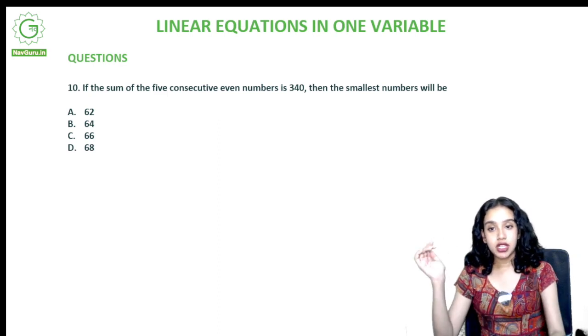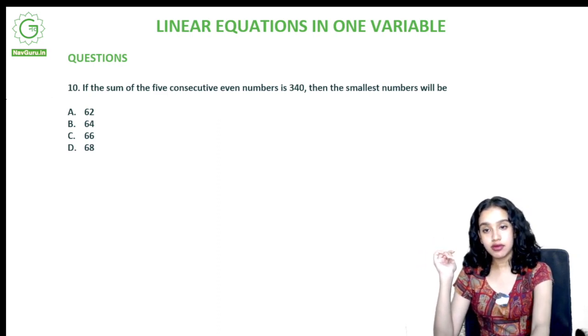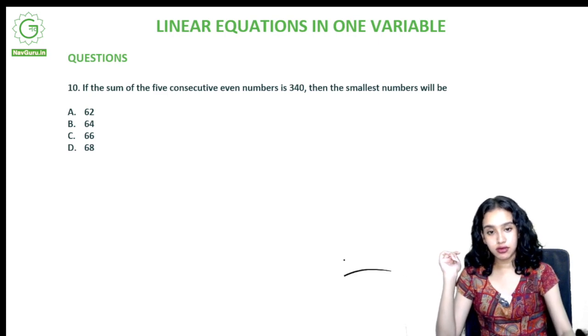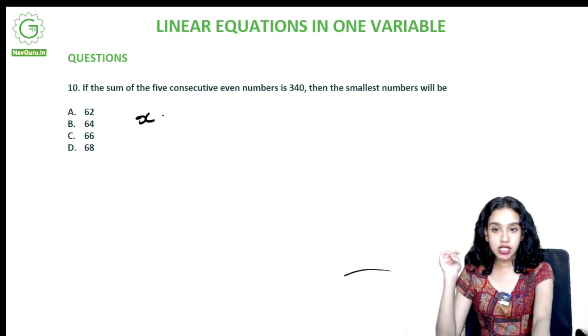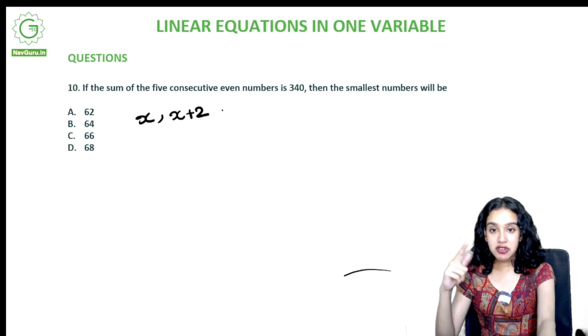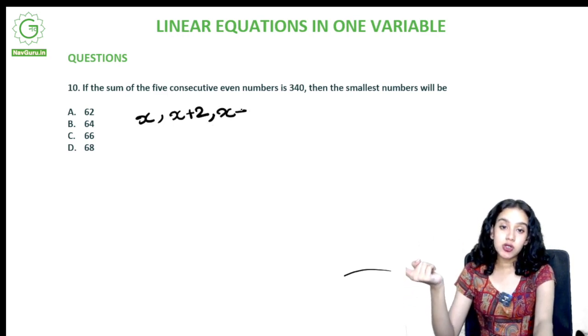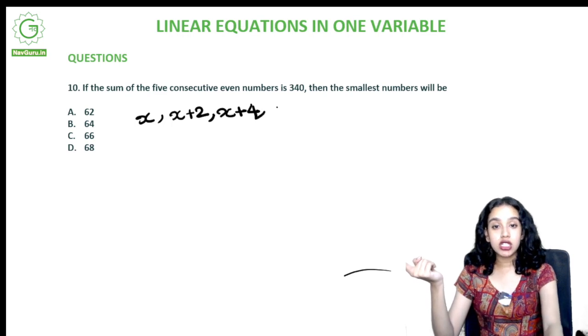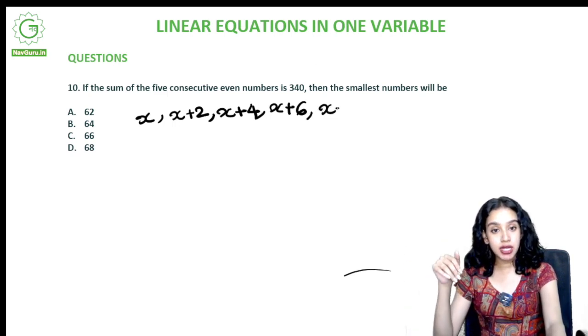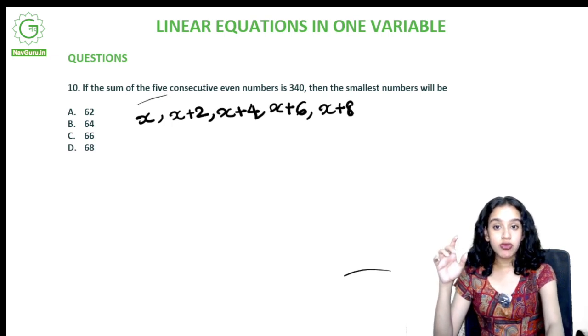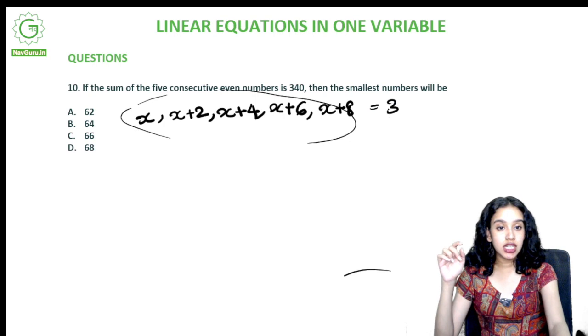Find the smallest number. So if I'm taking x as the smallest number, the next even number would be x plus 2, right? Now if I add 2 to this again, I'll get the next even number. So what is adding 2 to x plus 2? Adding 2 to x plus 2 means it's x plus 4, right? Now what is the next even number? It would be x plus 6, because I'm adding 2 again to 4, right? Now what is the next number? It would be x plus 8, right? So the sum of all these numbers is equal to 340.